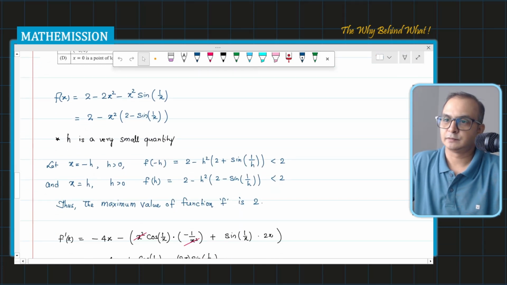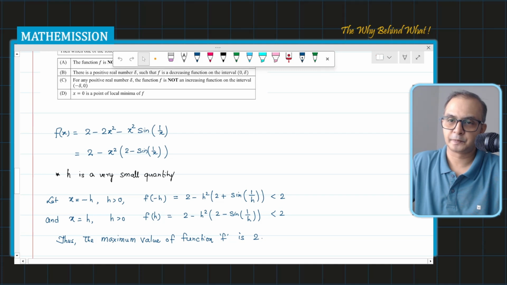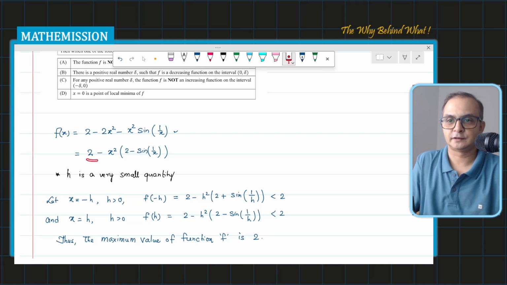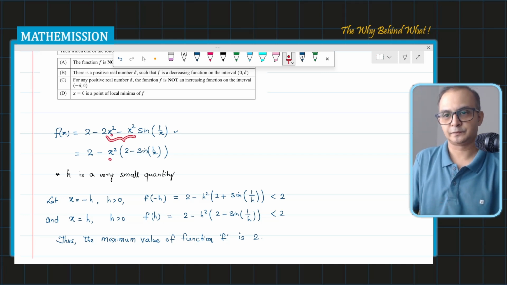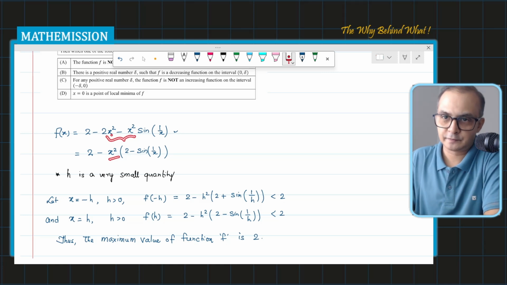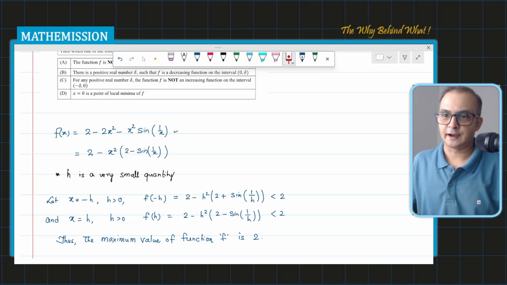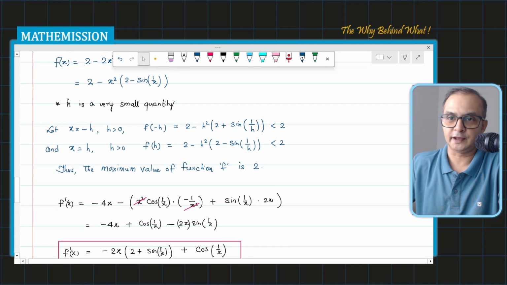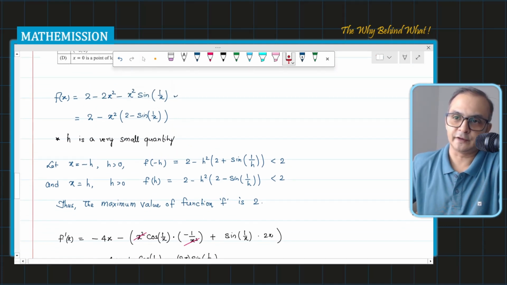I have already written out the solution here. You see, the function is given here, f(x). I can write this function in such a way that I take x squared common from these two terms, and I have 2 there. It means I'm getting this whole quantity subtracted from 2. And now I'm taking a very small number h, and I'm assuming that x equals negative h.